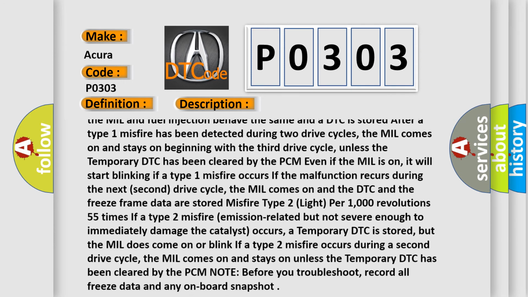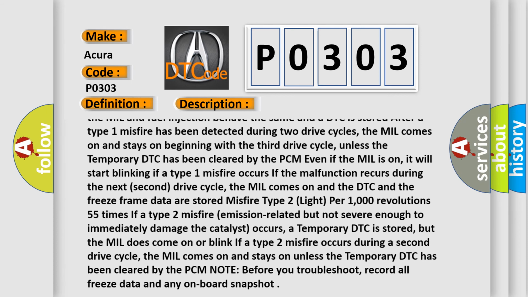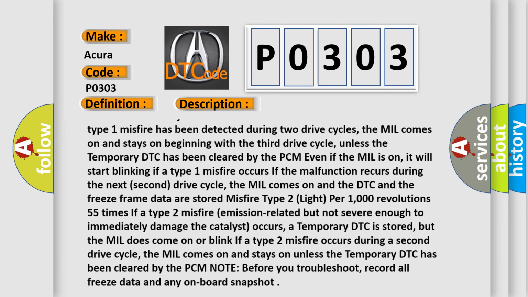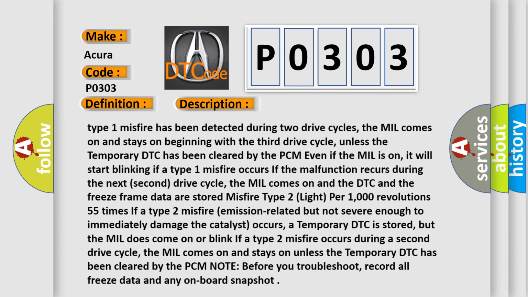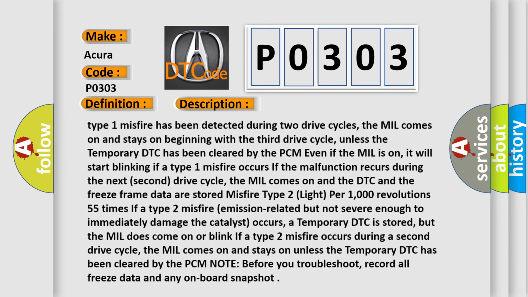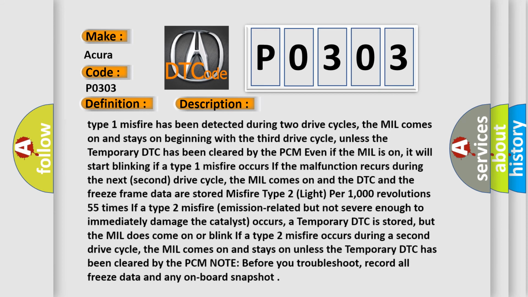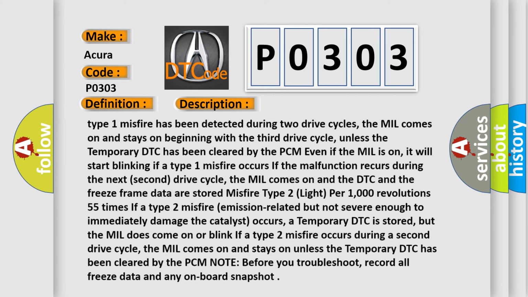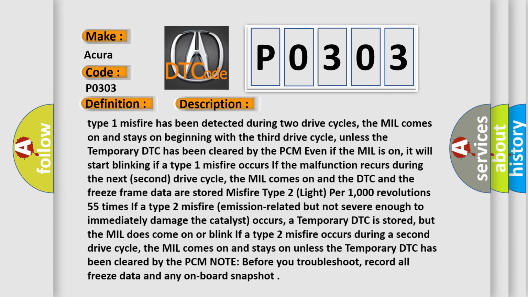If a type 2 misfire, emission-related but not severe enough to immediately damage the catalyst, occurs, a temporary DTC is stored, but the MIL does not come on or blink. If a type 2 misfire occurs during a second drive cycle, the MIL comes on and stays on unless the temporary DTC has been cleared by the PCM. Note: before you troubleshoot, record all freeze data and any onboard snapshot.